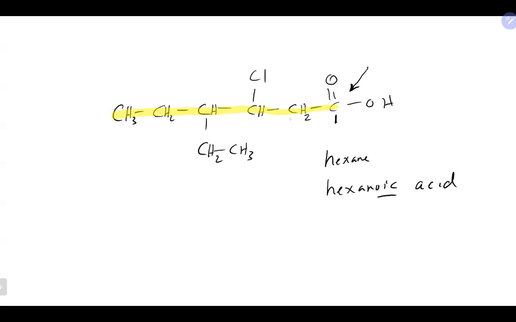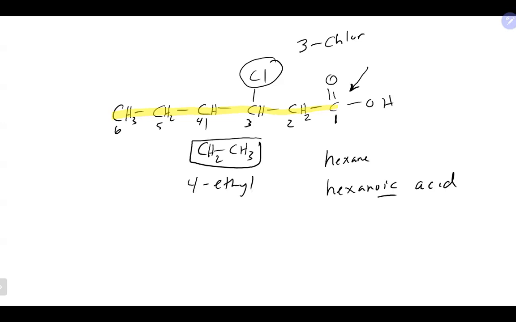So that is number 1. That means that is number 2. That is number 3. That would be number 4. That would be number 5 and number 6. So we can see at carbon number 3, we have a chloro group. At carbon number 4, we have a 2-carbon group, which is an ethyl group. And like normal, we will put these guys in alphabetical order. So we're going to go with chloro first here. So this would be 3-chloro, 4-ethylhexanoic acid. That is a mouthful. Any questions on that one there?